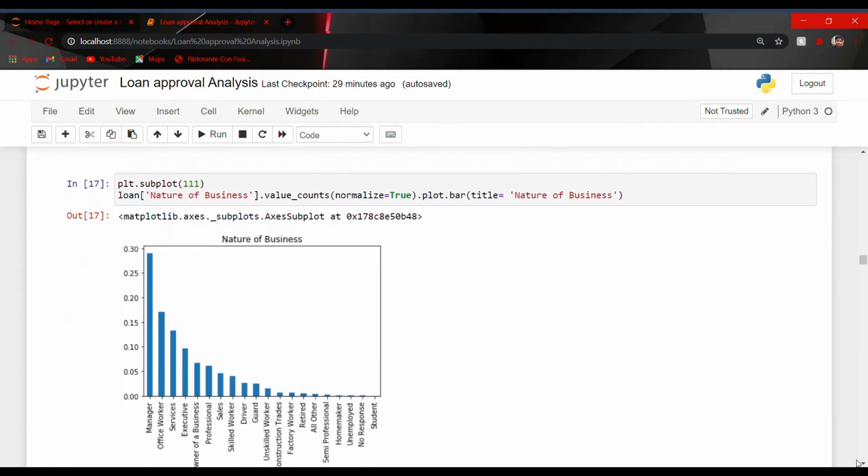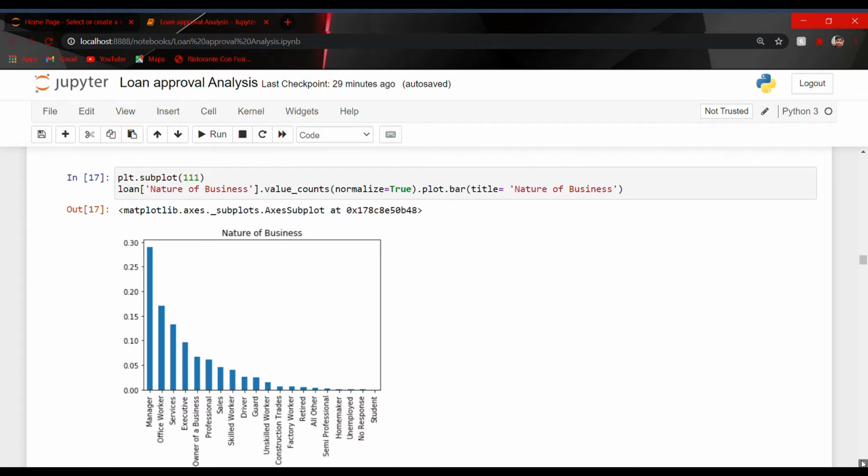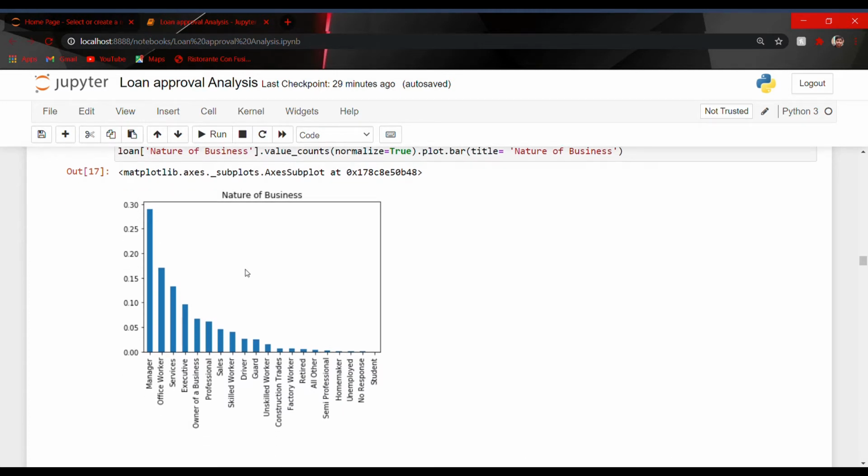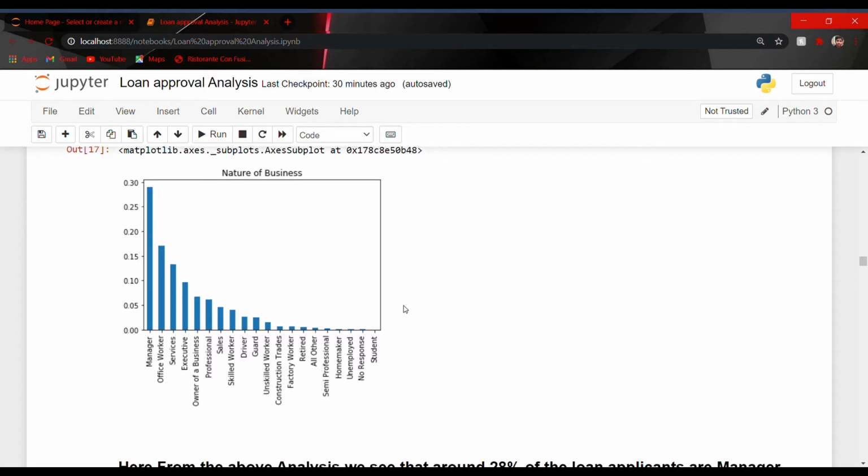Then let's do a similar analysis on the basis of nature of business. Here we can see that the loan applicants who are managers make up around 28% of the total loan applicants. Then second stand office workers, then third services, then executive, and so on. And as you can see, students, who mostly do not apply for loans, are at the last.